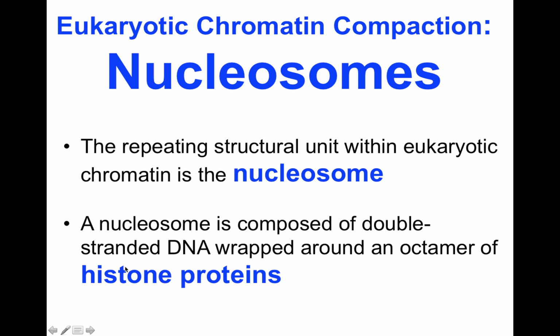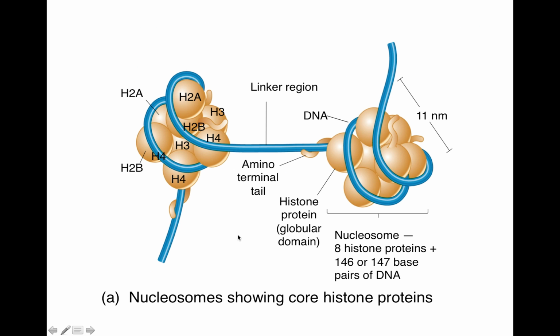Nucleosomes are composed of an octamer, that means 8 histone proteins, and here is our basic structure. This is a nucleosome. These are the proteins, these orange globs. There are 2 each of H2A, H2B, H3, and H4. It's a dimer of 2 each of these proteins. The DNA gets wrapped around this ball of proteins, and then there's a linker region, and then another ball of proteins.